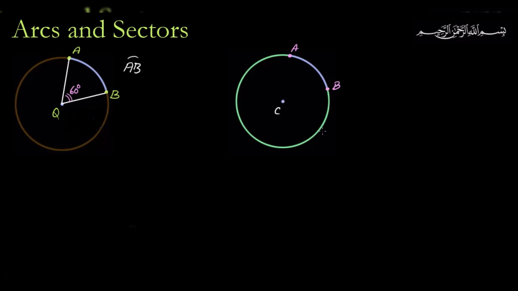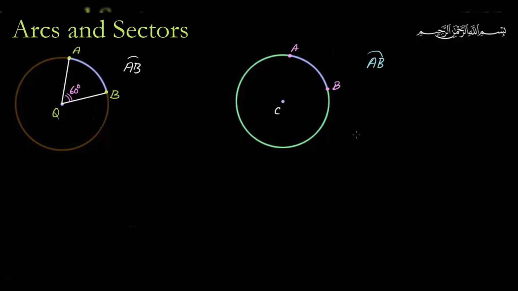Now there's another concept that we have to understand. I have another circle here, labeled circle C, and I have picked two points from the circle, point A and point B. You realize that anytime you pick two points on a circle, you create in fact two arcs. One here that you see like this, the arc AB, and then there's another arc that goes all the way around like this. So how do we tell the difference between these two arcs? If I say arc AB, do I refer to this arc or this arc?